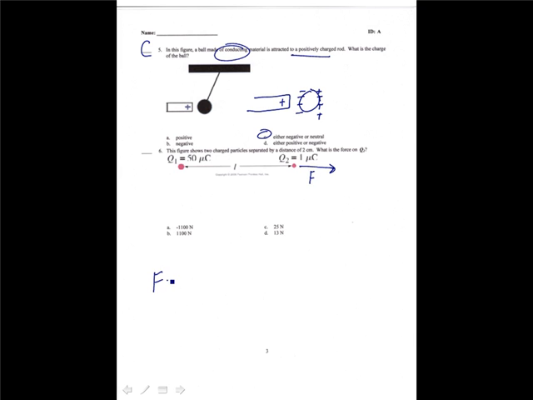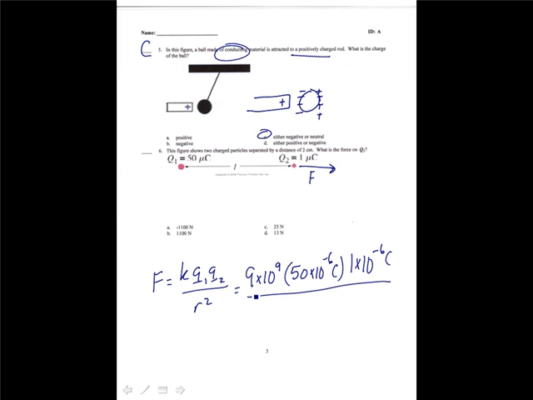Alright, so from Coulomb's law, the magnitude of F is K Q1 Q2 over R squared. That's 9 times 10 to the 9th, which is Coulomb's constant, times Q1, which is 50 times 10 to the minus 6 coulombs, and Q2, which is 1 times 10 to the minus 6 coulombs, divided by R squared, which is 0.02 meters squared, and that gives us our answer, which is 1100 newtons.